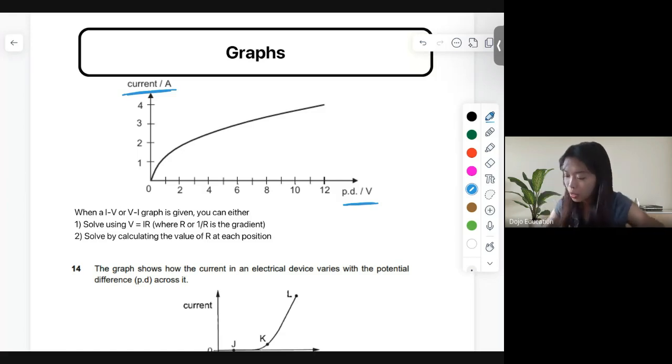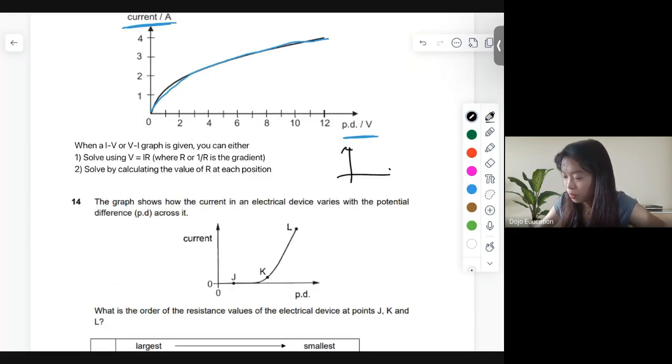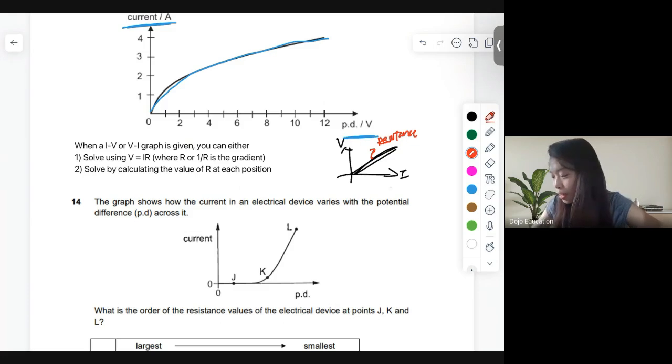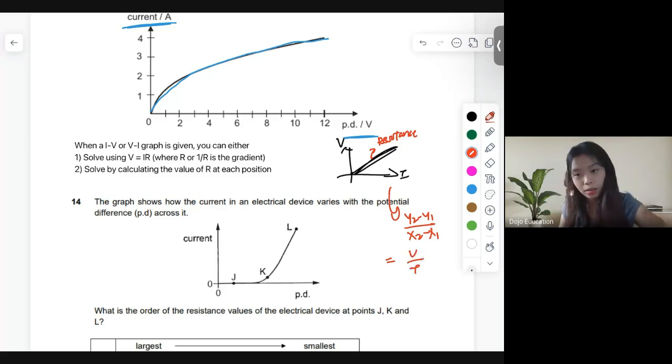But what does this even mean? There's a line in the middle. If we draw a VI graph, what does my line mean? Actually, it will mean resistance. Because how do I calculate the gradient of my line? It's y2 minus y1 over x2 minus x1, right? Which in this case will be V over I, and that will be my R. So this line represents my resistance if it's a VI graph.